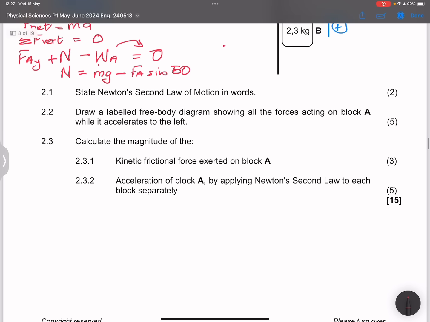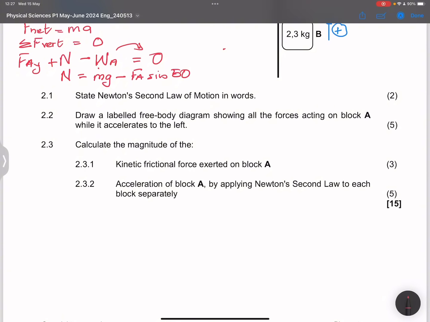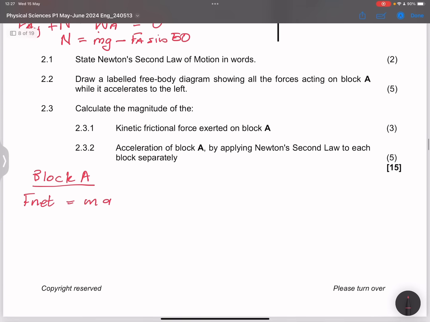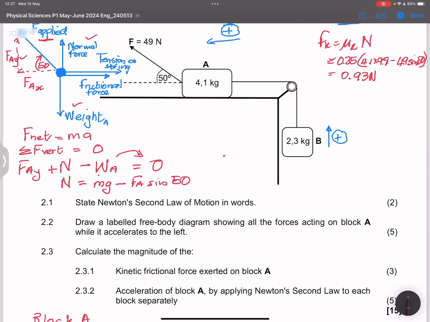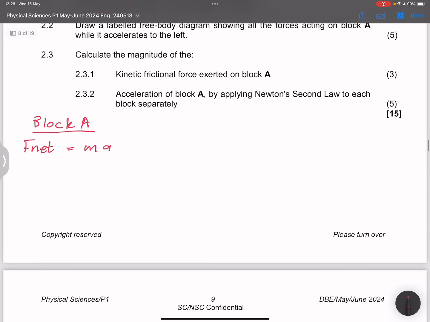They say calculate the magnitude of the acceleration of block A by applying Newton's second law to each of the blocks separately. So starting with block A, let's look at the forces that are there. We know that F net is equal to ma. So the sum of the horizontal forces in block A. Note, it's going to be FAx, the horizontal component of the force, minus the tension, minus the friction.